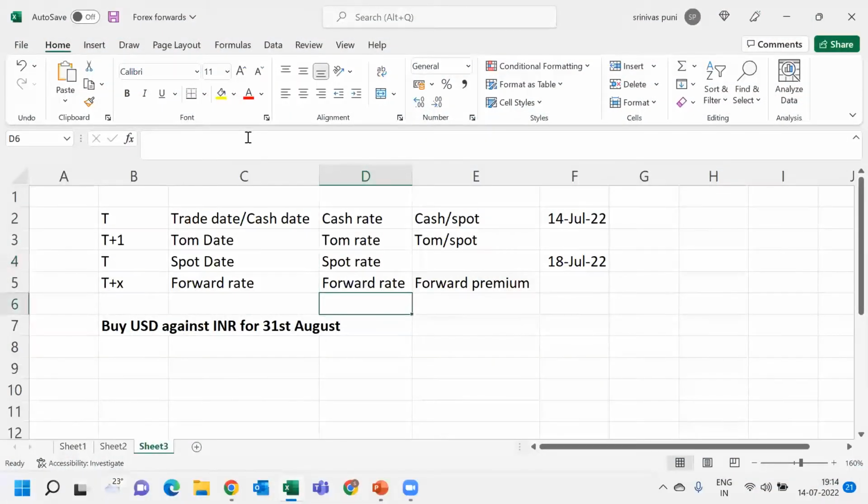So how does this market actually trade? As in, how does it quote that particular differential? As I said, it is a difference between the rate applicable for 31st August and the rate applicable for spot date, which is 18 July. So how does it actually trade in the market? That is what we will discuss now.